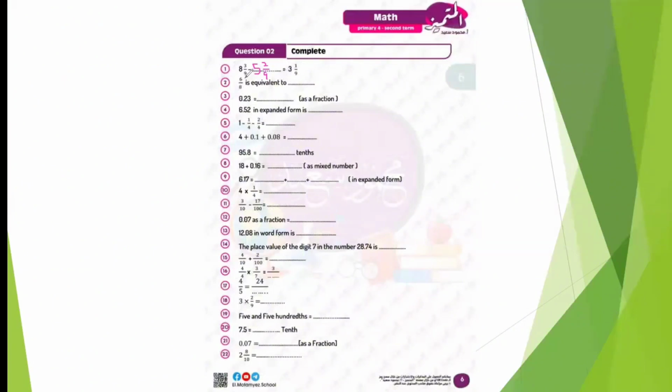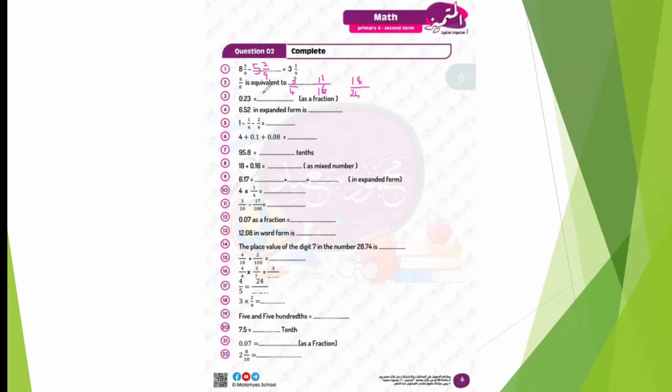2. 6 out of 8 is equivalent to. Equivalent, we get any equivalent fraction that is different in the numerator and denominator but has the same value. I can divide up and down by 2 to be 3 out of 4, or I can multiply up and down by 2 to be 6 times 2, 12, and 8 times 2, 16. Or also I can multiply up and down by 3. 6 times 3 equals 18, and 8 times 3 equals 24. All of these are equivalent. Any answer is correct.